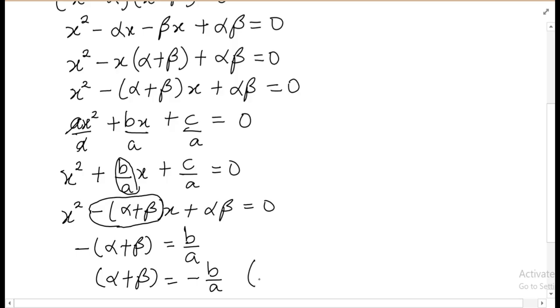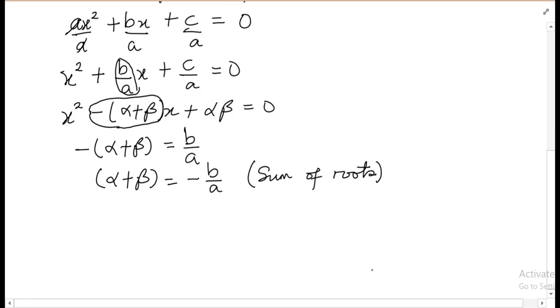So this will be the sum of roots. The sum of roots of the quadratic equation is equal to minus b over a. So let's look at the product. Here we have alpha times beta, which is equal to the portion c over a. So alpha beta will be equal to c over a.